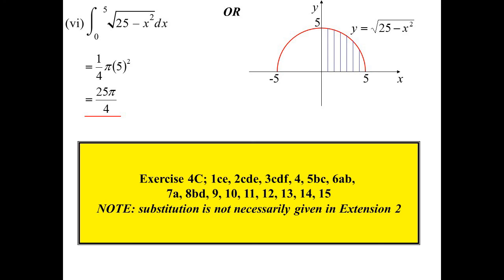All right, so for C, as I pointed out there, the difference with extension 2 and extension 1 is that the substitution is not necessarily given. Sometimes they still give it to you, but not always in extension 2.